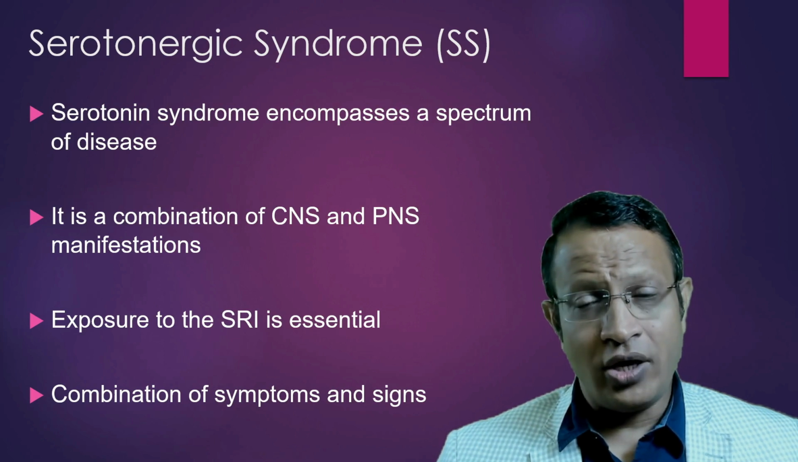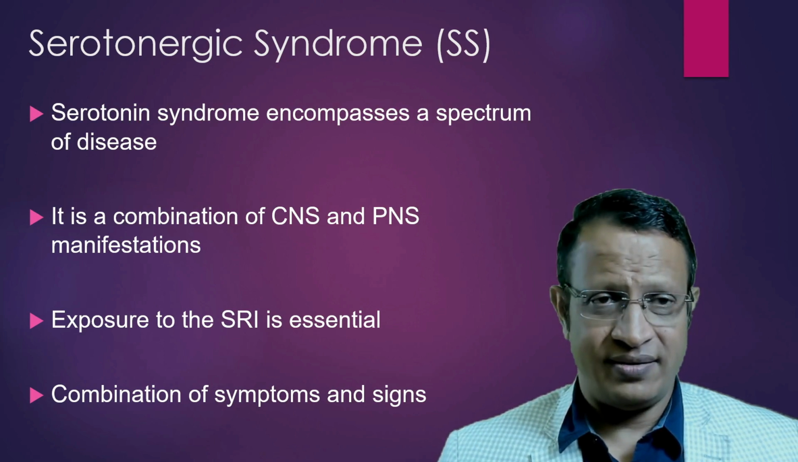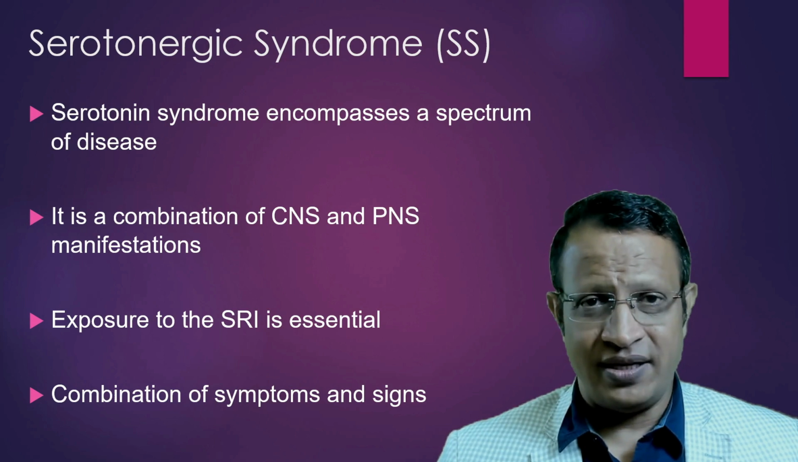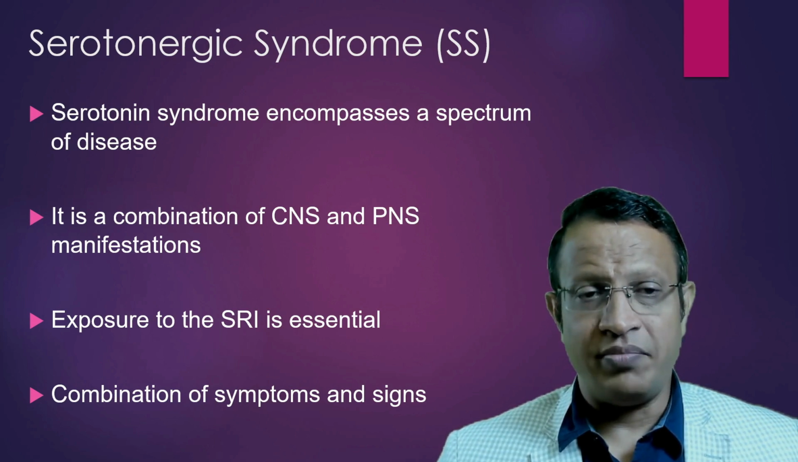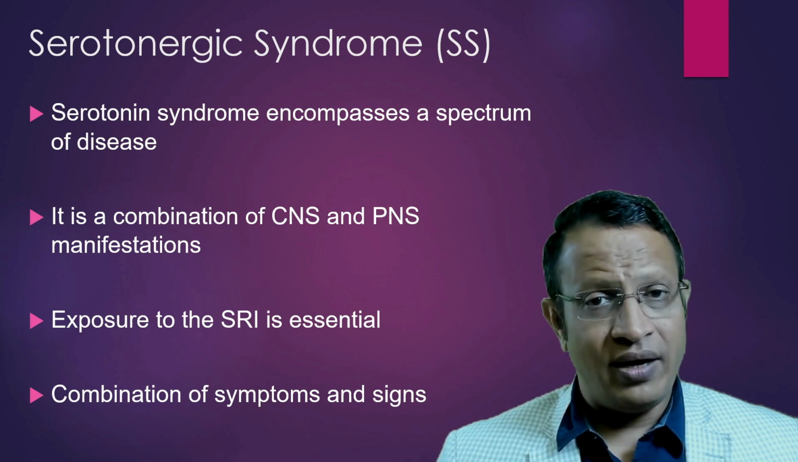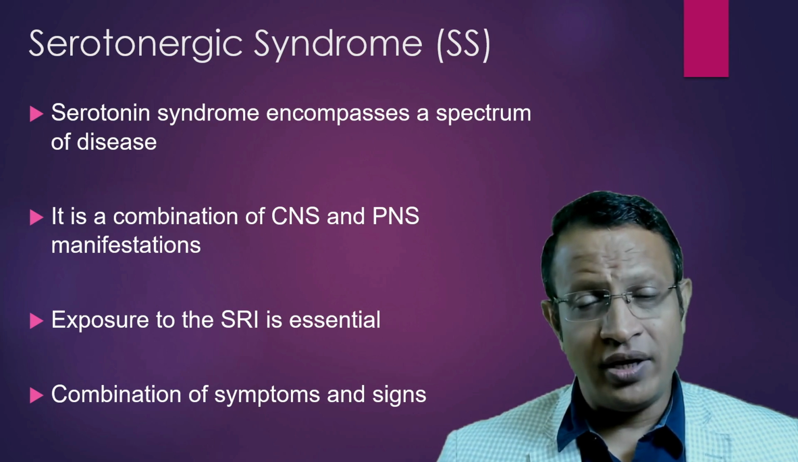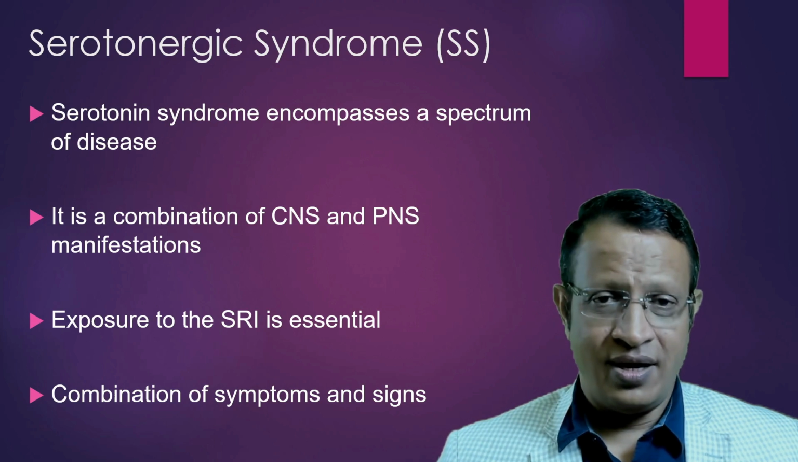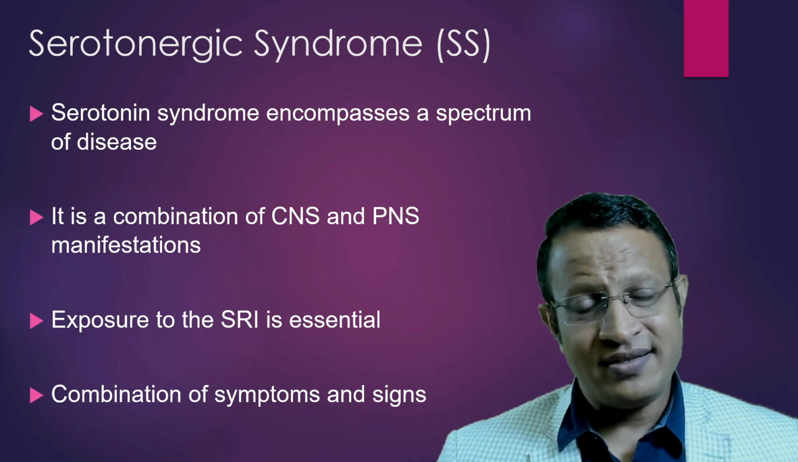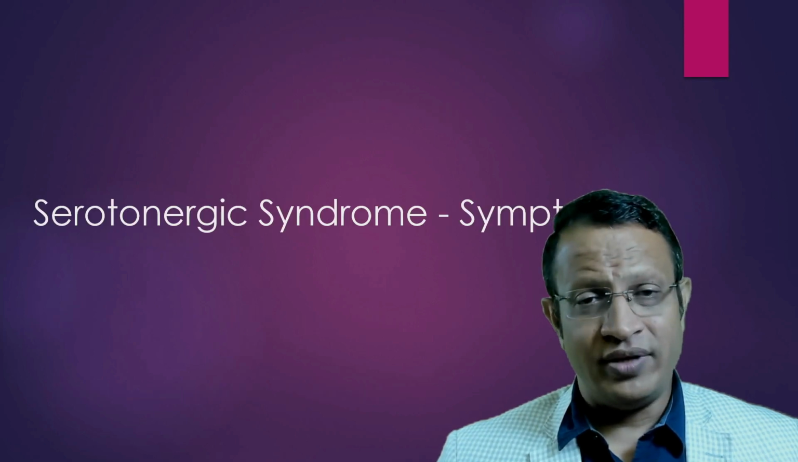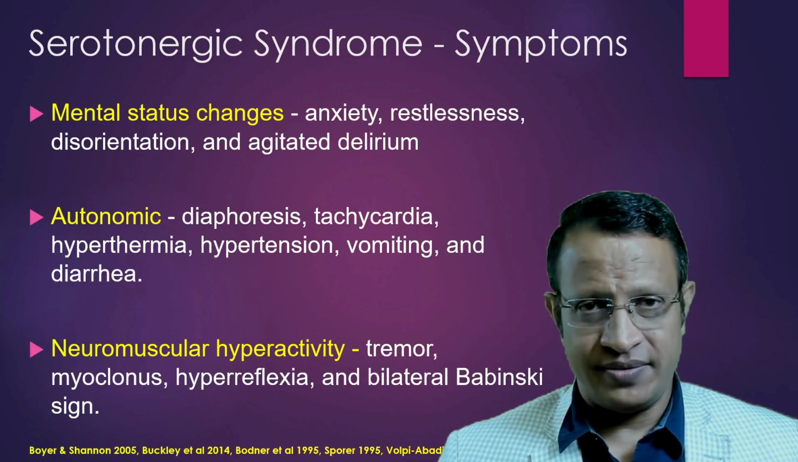Serotonin syndrome encompasses a spectrum of disease. That is, symptoms are present. It is a combination of central nervous system and peripheral nervous system manifestations. There should be an exposure to serotonin reuptake inhibitors, and it is manifested as a combination of both signs and symptoms. Let's look into the Serotonergic syndrome symptoms.